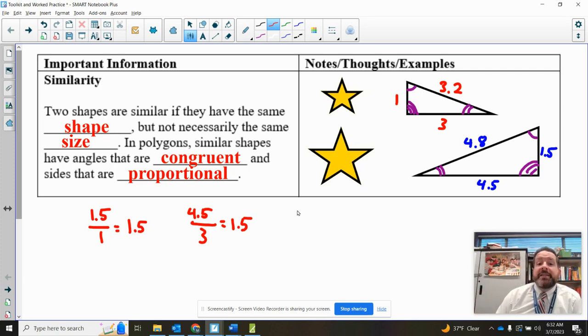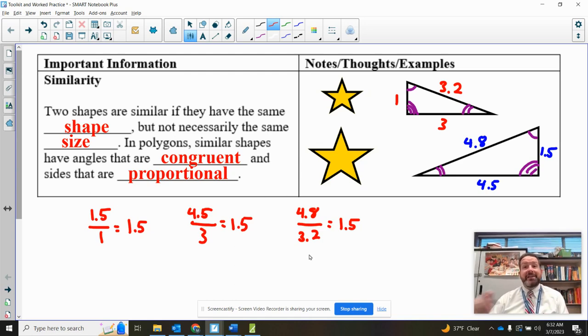For the long side, the same thing. The longest side on the bottom figure compared to the longest side on the top figure is again going to give you that same ratio. If you get that same fraction each and every time you set up corresponding sides, the relationship is proportional, and that's a property of similar polygons.